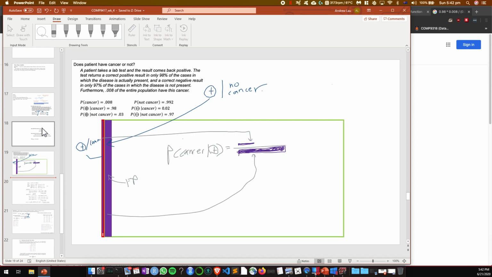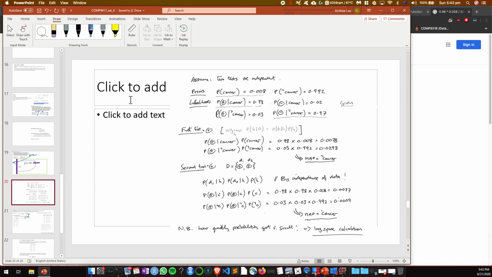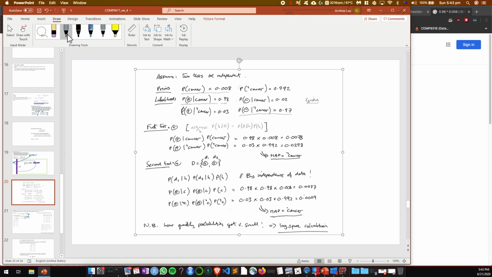Now the actual tutorial question, that's the first part. It says consider the example. What happens if you order a second laboratory test and the test comes back as positive again? What are the probabilities of cancer and not cancer? The extra step here is you do a second test. So what is going on?